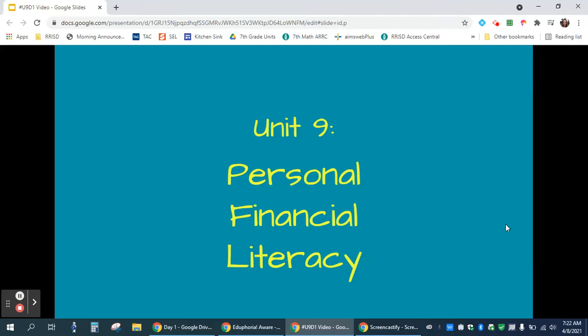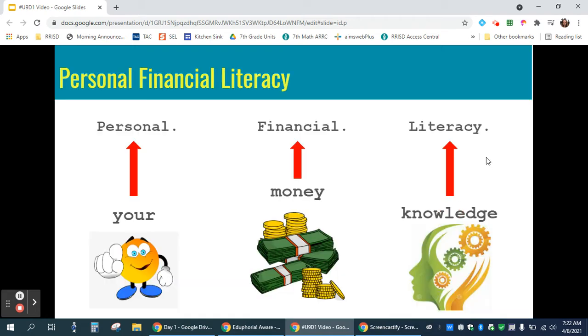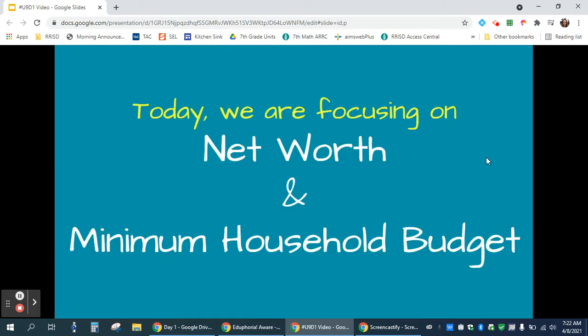So Unit 9 is all about personal financial literacy. And you may be wondering, well, what does that mean? Personal is yours, right? Financial means money, and literacy means knowledge. So basically, we're building your skills in this unit on your money, right? Building your knowledge of money.